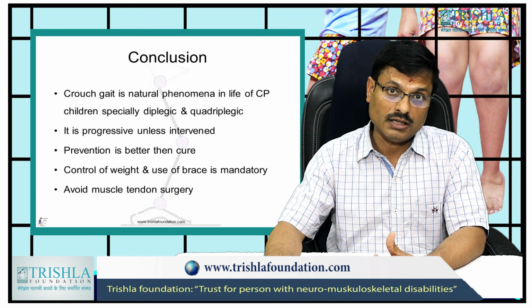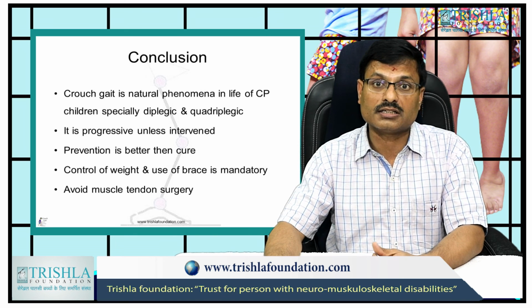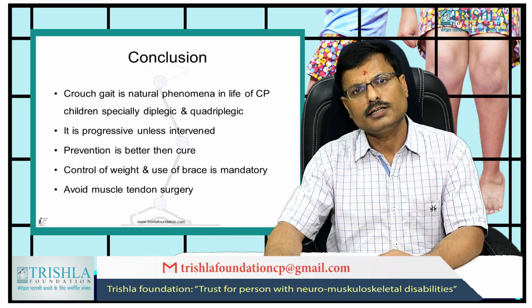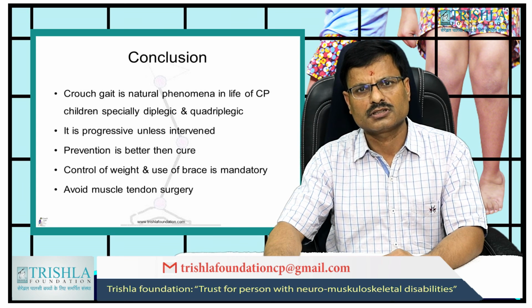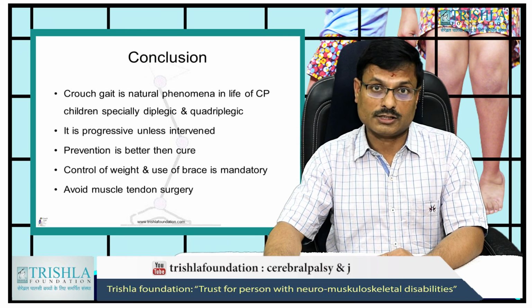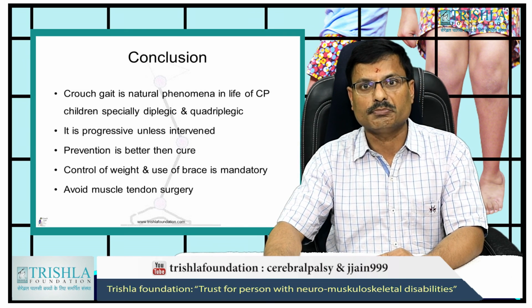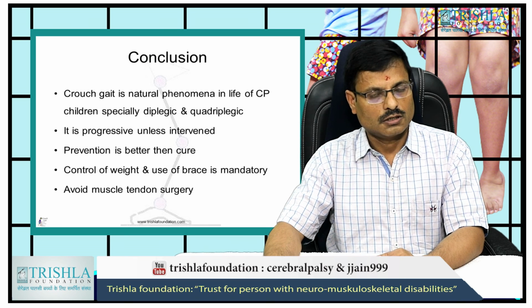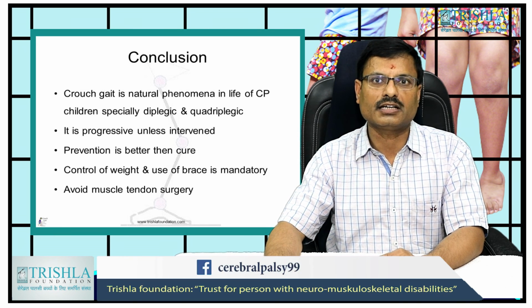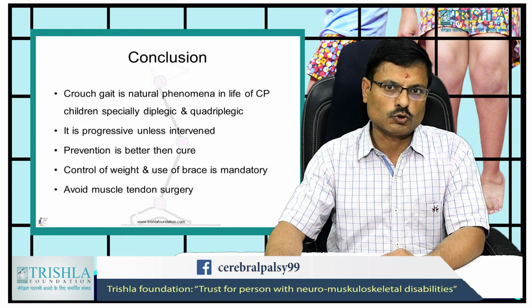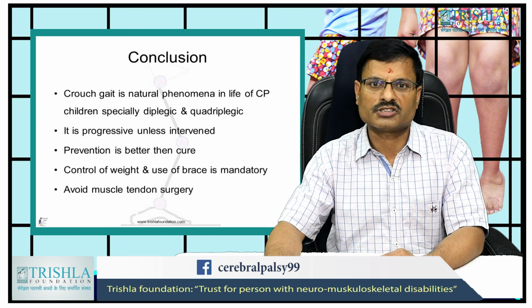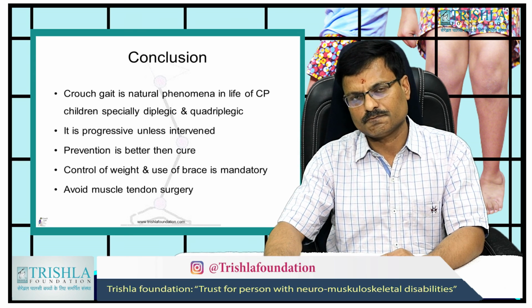So, finally, I want to say that crouch gait is a natural phenomenon in the life of cerebral palsy children, especially diplegic and quadriplegic. It is progressive unless intervened. So, it has to be managed, but prevention is always better than cure. For prevention, we have to use proper bracing, no tendo-Achilles lengthening, no heel cord lengthening, weight should be controlled, proper bracing should be there, and we should avoid muscle tendon surgeries in most patients.